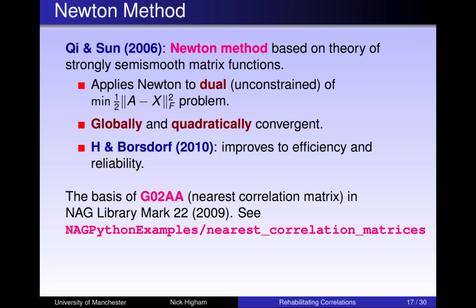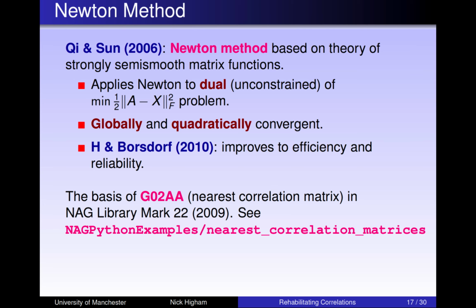Now, in this case, Chi and Sun realized that the best way of approaching this was to apply Newton to the dual of the problem. The original problem has constraints, as we've just seen. The dual problem turns out to be unconstrained. But the dual problem is not differentiable, unfortunately. So at first sight, it doesn't look like you could apply Newton's method to the dual problem.